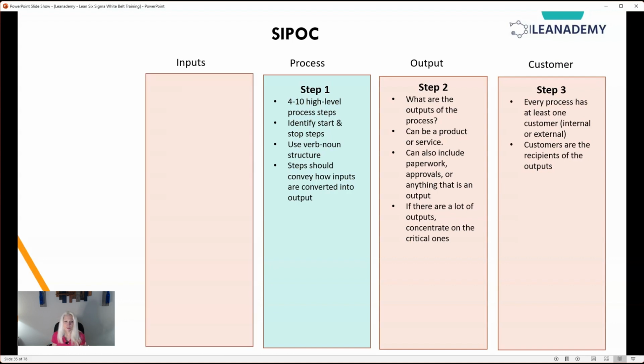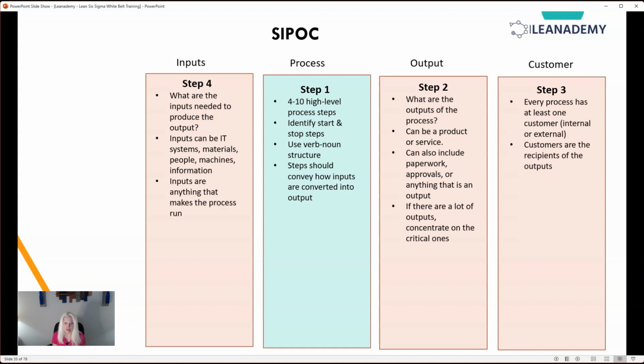Next, we start to talk about the inputs. We talked about the process, the output, and the customer. Now we're going to talk about the inputs. That's step 4. What are the inputs needed to produce the output? Inputs can be IT systems, materials, people, machines, information, SOPs. Inputs are anything that makes that process run.